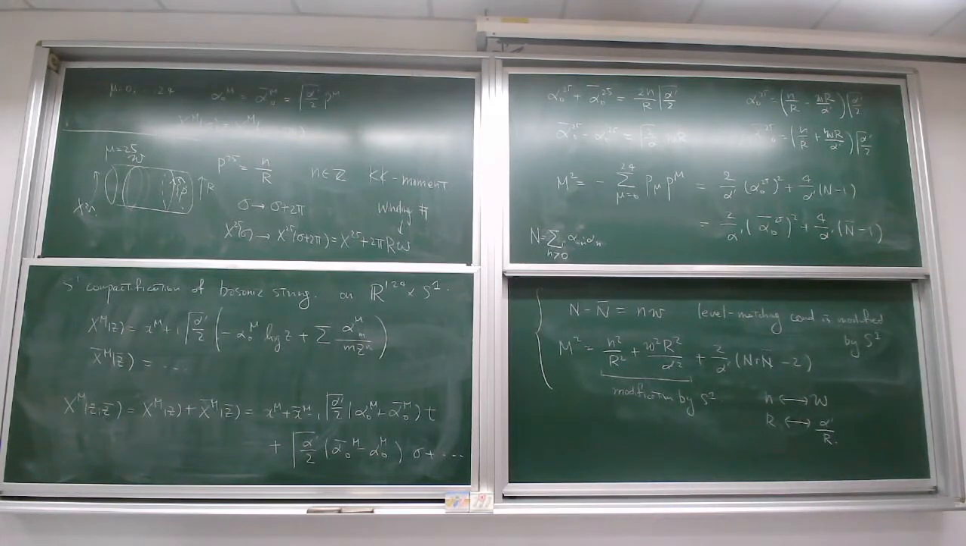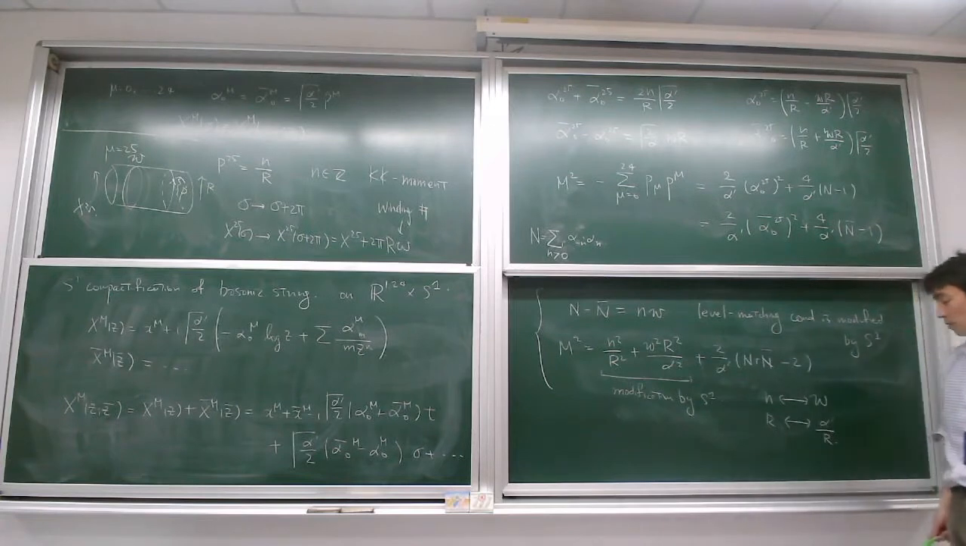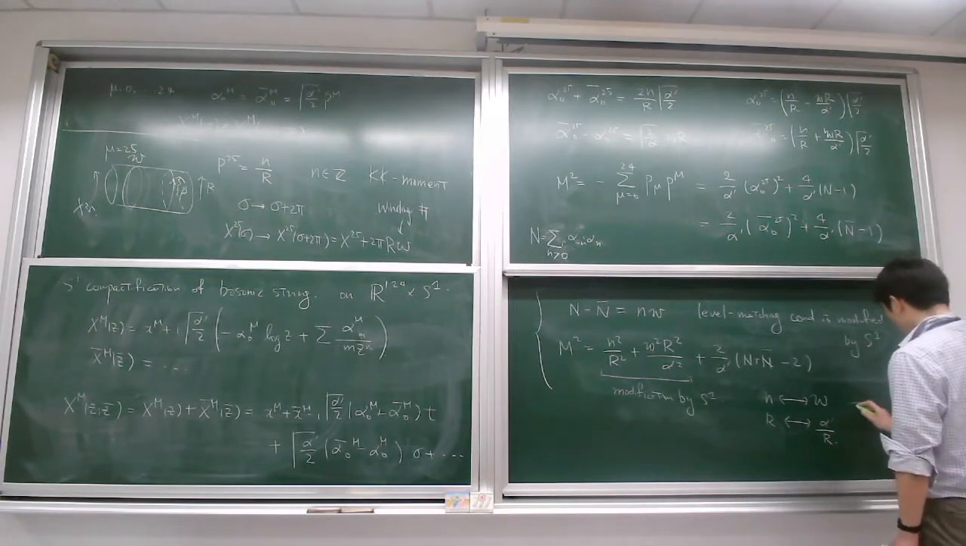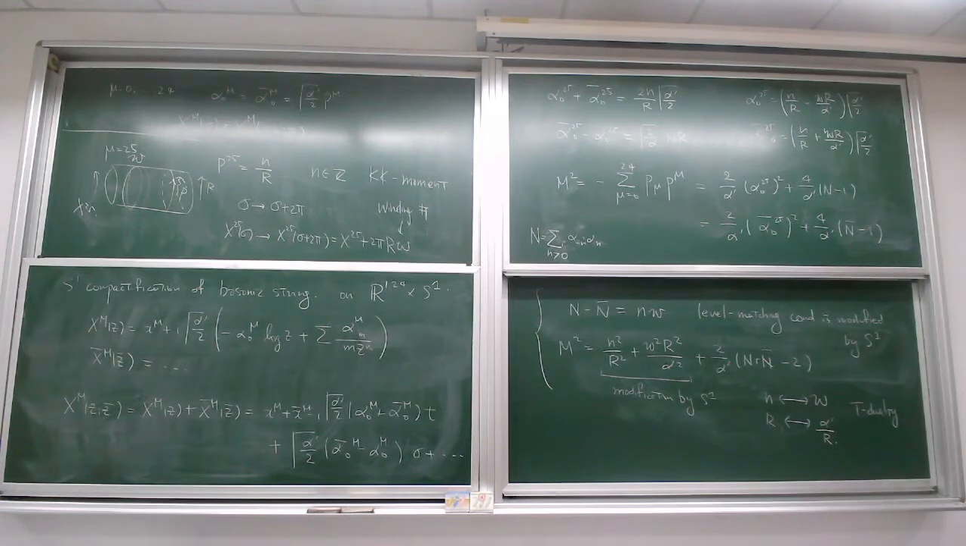If you do such an exchange, you don't change this condition, and also the mass. So this is a simple observation. It's called T-duality. So the momenta and the winding number are exchanged. The radius is exchanged.